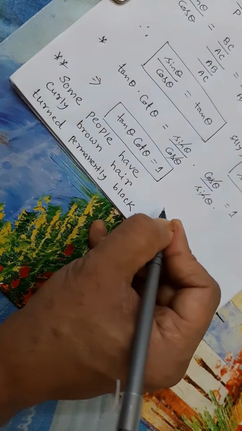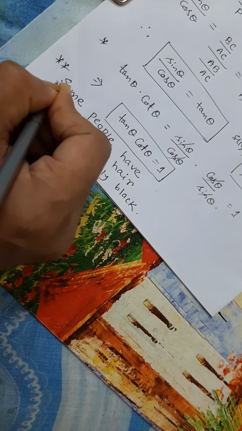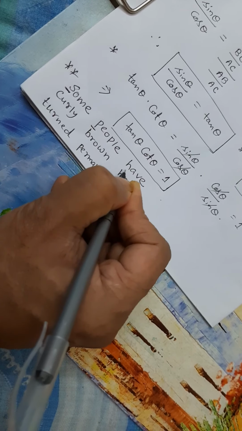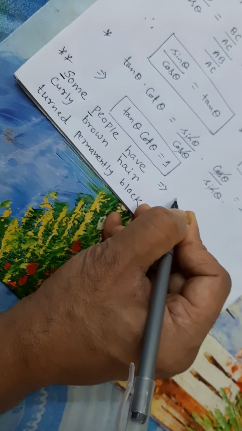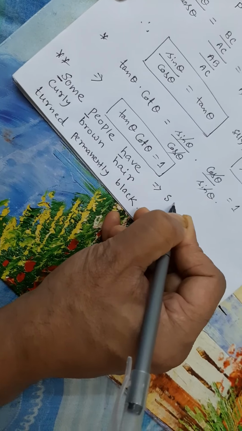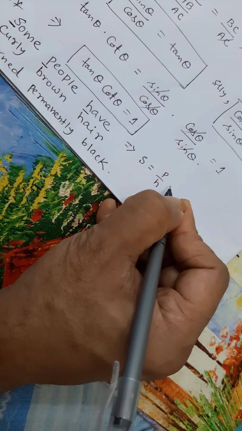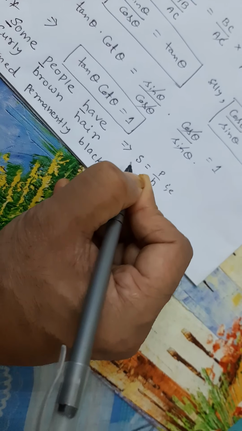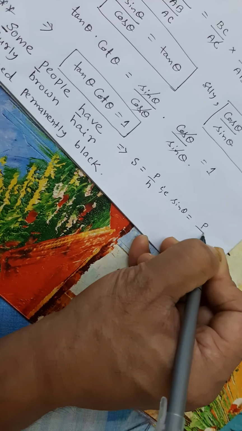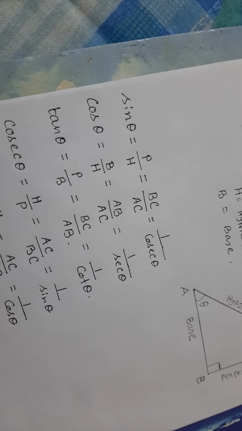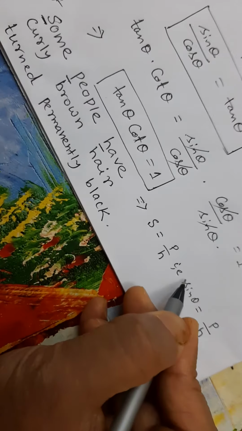So what is this? See, some has first letter S, people first letter P and have first letter H. So S equal to P by H. S means sin theta equal to perpendicular by hypotenuse. So perpendicular by hypotenuse is sin theta.